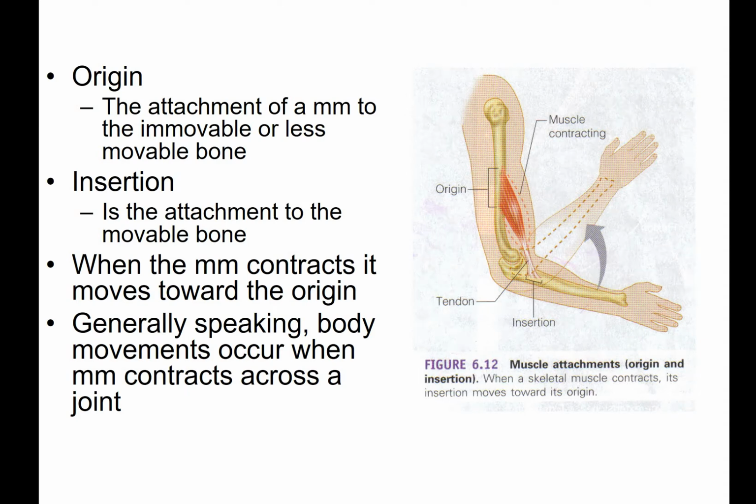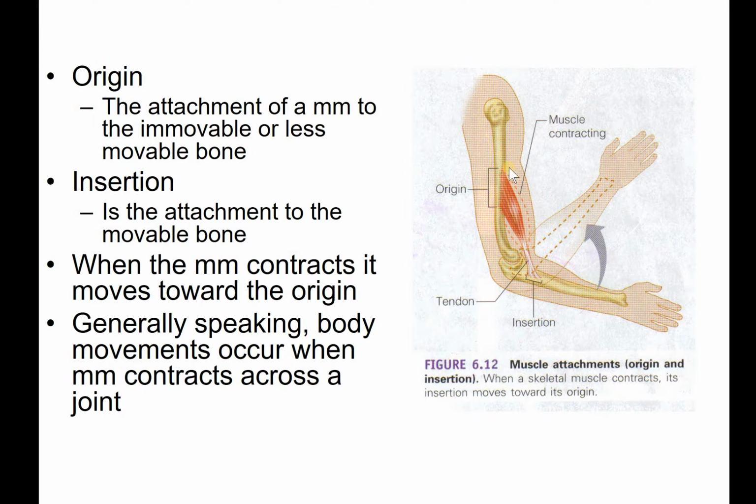Okay, in this section we're going to look at how to name muscles. A lot of this stuff will help you for when we get into the gross anatomy. Okay, origin is the attachment of the muscle to the immovable or less moving bone. Insertion is muscle attachment to the bone that does the most moving. So when a muscle contracts, it moves toward the origin.